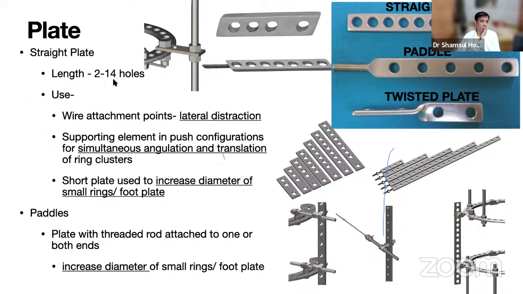So length varies from 2 to 14 holes. Use as wire attachment points like lateral distraction. Supporting element in push configuration for simultaneous angulation and translation of ring clusters. Short plates are used to increase diameter of the small rings or foot plates. Then we have paddles that are used for the attachment. These are the paddles that increase diameter of the small rings or the foot plates.